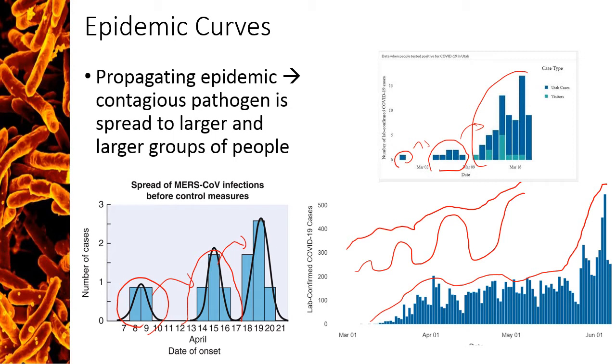We didn't get the sharp kind of up down that we see for a point source and then nothing. But we might see something where it went up and then it kind of went down and just continued for a while. That's still a propagating epidemic because it was still being passed from person to person.